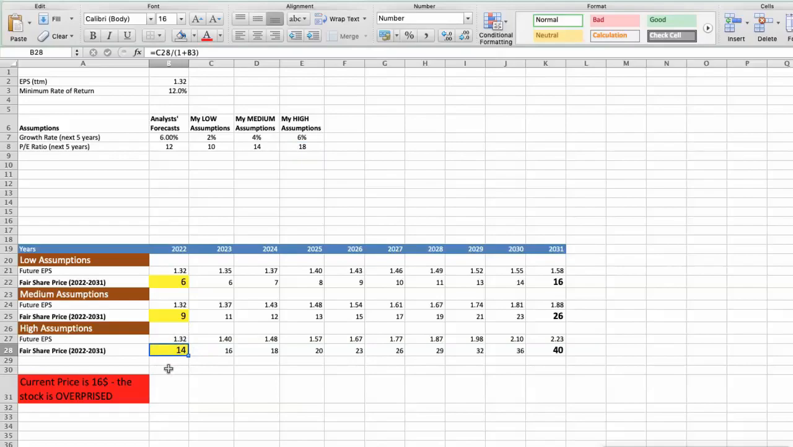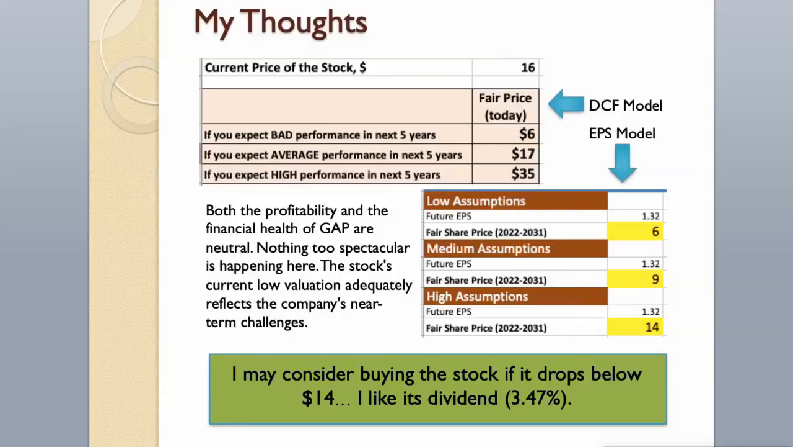As you can see, today the stock is overvalued at $16, even if we expect the company's high performance in the future. Both the profitability and the financial health of Gap are neutral. Nothing too spectacular is happening here. The stock's current low valuation adequately reflects the company's near-term challenges. I may consider buying the stock if it drops below $14. I like its dividend, 3.47%.